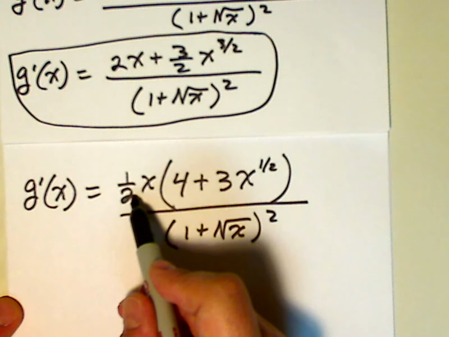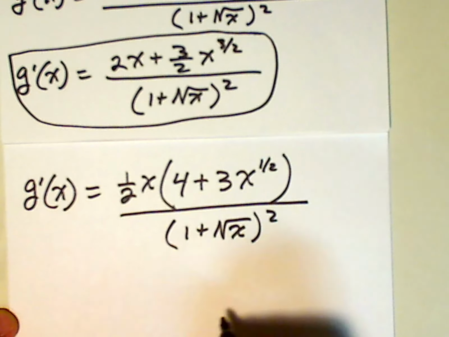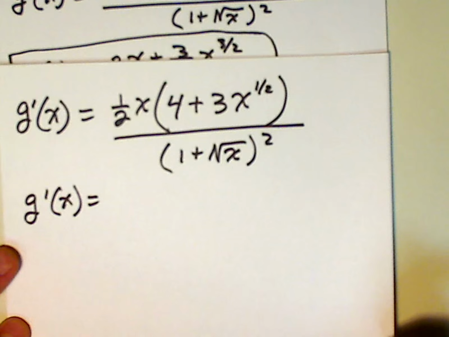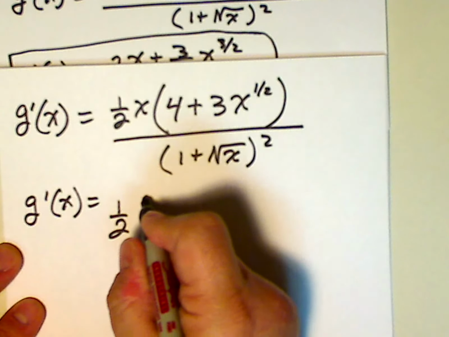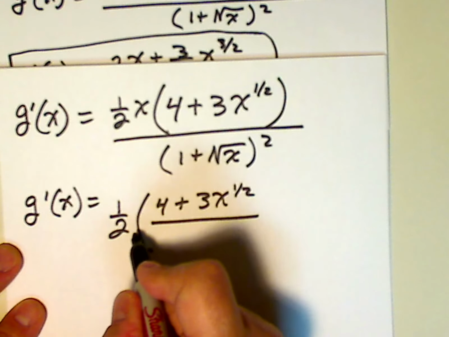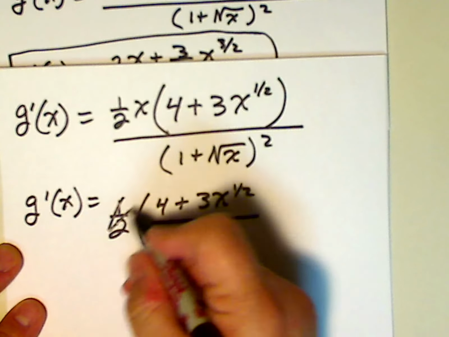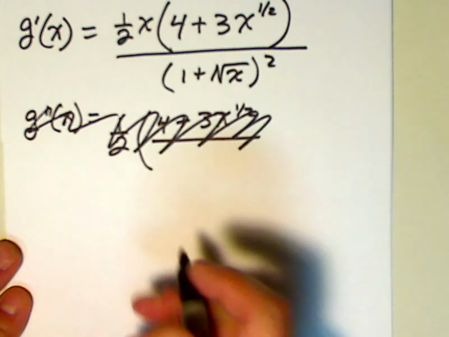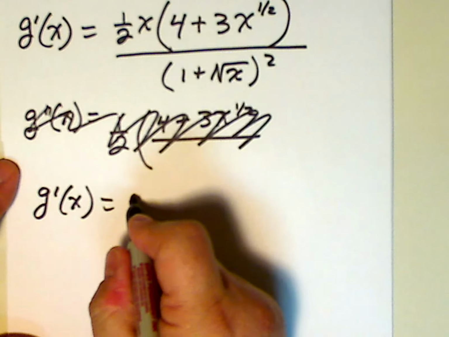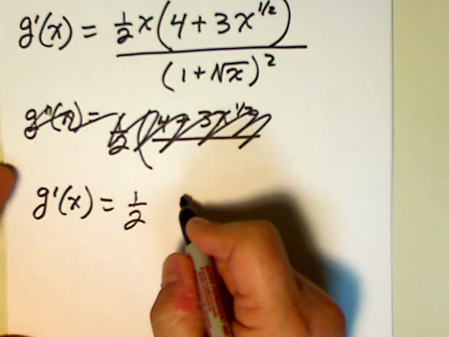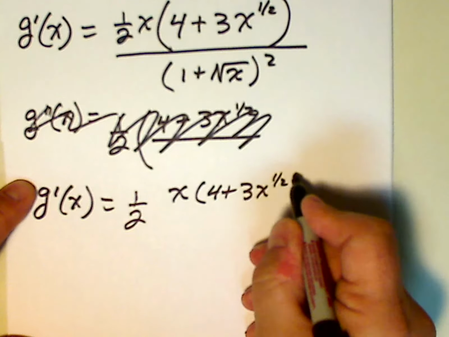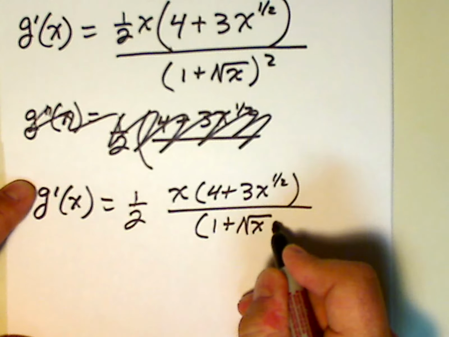And now this half in the numerator is just a coefficient. I can pull that out and move that out front. So let's do that. We have a half times 4 plus 3x to the half. Whoops. Oh, I made a mistake here. So let me pull this up. It looks a little sloppy, but sorry about it. See? That's what happens when you work these things on the fly. So we have a half times, let's see, let's put the x, 4 plus 3x to the half over 1 plus the square root of x squared.